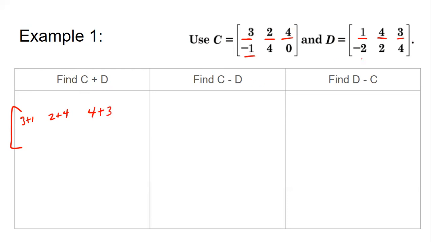Corresponding element to -1 is -2. Corresponding element to 4 is 2. And corresponding element to 0 is 4. Is there anyone who does not see why these are corresponding elements? Columns, when you go to a concert, rows you sit in, right? So you sit in the rows and columns hold things up.